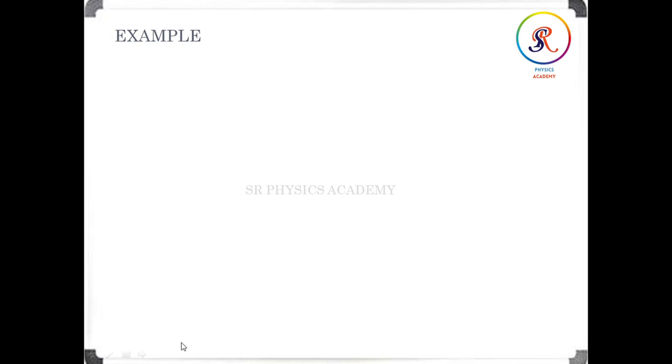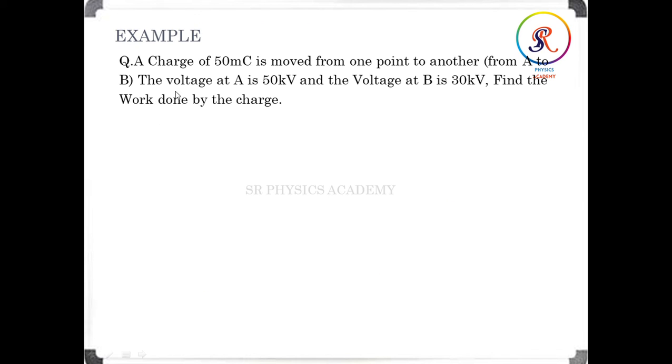Let us discuss an example. A charge of 50 mC is moved from one point to another, from A to B. The voltage at A is 50 kV and the voltage at B is 30 kV. Find the work done by the charge. So what is the solution? The charge given is 50 mC, moved from one point to another. Potential at A is given and potential at B is given. So VA minus VB is equal to 50 kV minus 30 kV, and we will get 20 kV.